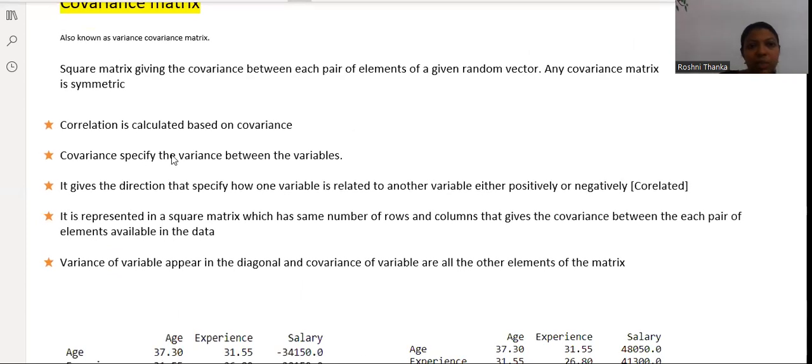Correlation is calculated based on the covariance. Correlation helps you find the relationship between two variables. Covariance helps you find the variance between two variables. Correlation always lies between -1 and +1. Covariance ranges from -infinity to +infinity; it can be any number within this range. A positive value means positive correlation, a negative value means negative correlation. Covariance always gives you the direction, while correlation gives you the strength as well as the direction.